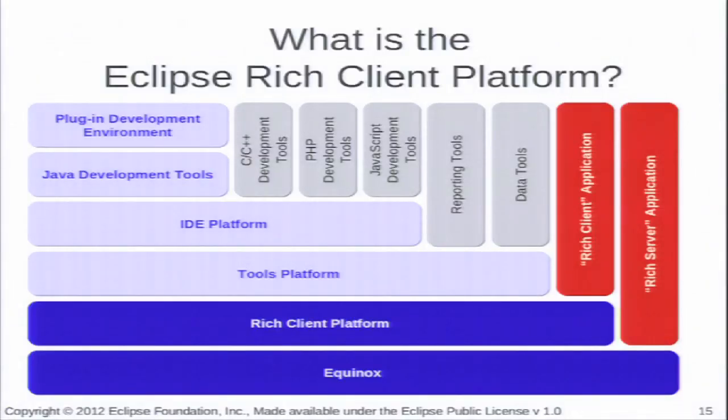From an Eclipse ecosystem point of view, the Eclipse Rich Client Platform sort of fits in here somewhere. We have Equinox at the bottom. Equinox is our component model. It's based on the OSGi spec. OSGi is the component model that you can use in Java today.